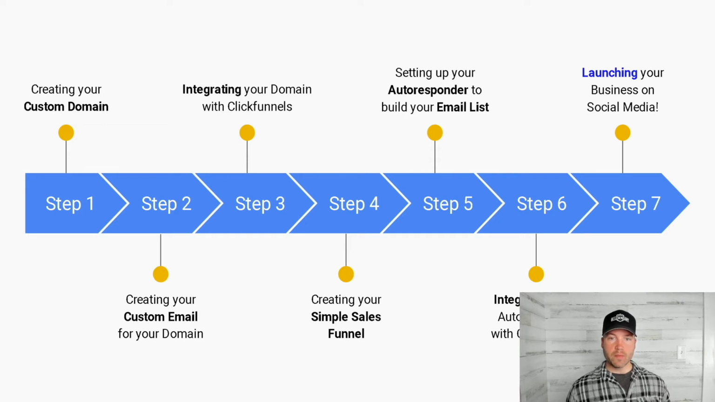And then step number 6, I'm going to show you how to integrate your autoresponder into your Clickfunnels. So you need to integrate your email list into Clickfunnels, so when someone goes through your funnel and they sign up for your email list, it'll go into your autoresponder, so you'll capture that email address. And then the last step, launching your business and promoting it on social media.